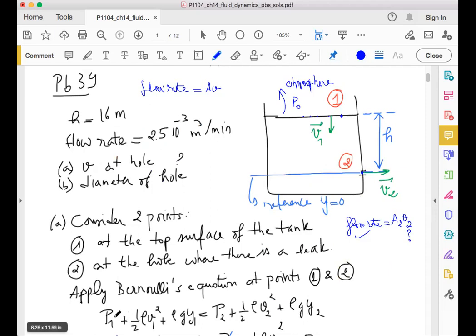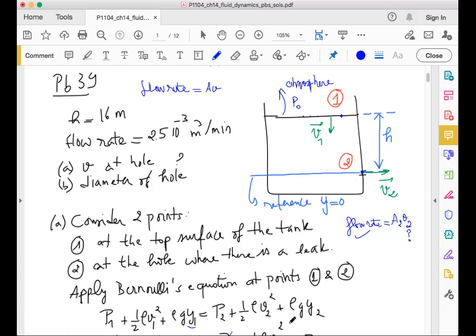So P1 is equal to P naught, the atmospheric pressure, because as you know, the tank is open to the atmospheric air. So this is already known. P2 is also equal to the atmospheric pressure, because don't forget the hole here is open to the atmospheric air on the right. So this point is in contact with the air, and so it is under the pressure of the air. So P2 is also equal to the atmospheric pressure because the hole is open to the atmosphere.